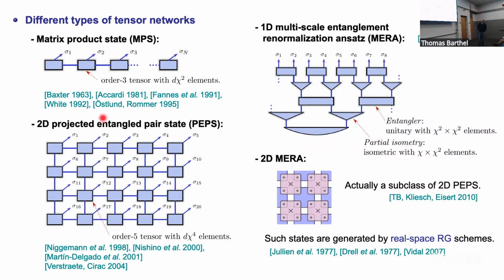So the idea for the PEPs is very similar. We just assign one tensor to every lattice site, and then we connect these tensors with auxiliary indices. The main topic of today will be these MERA states, so a very fancy name, multi-scale entanglement renormalization ansatz, which is motivated by real space RG schemes.